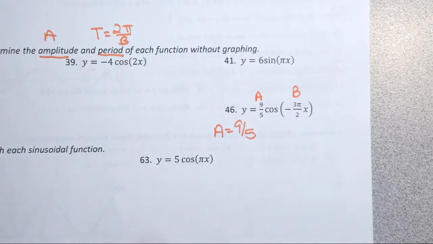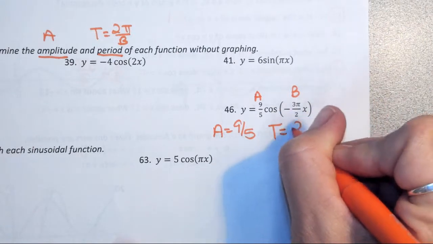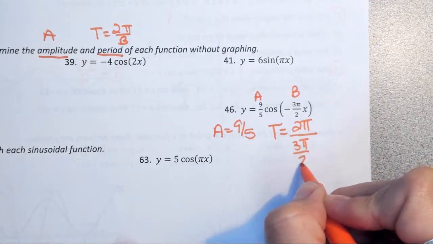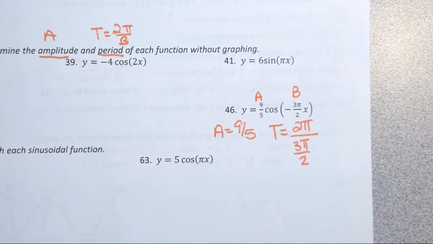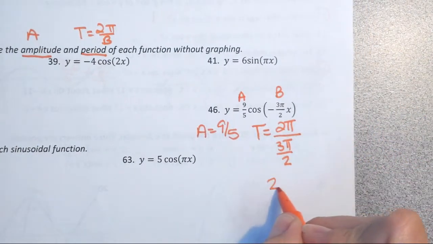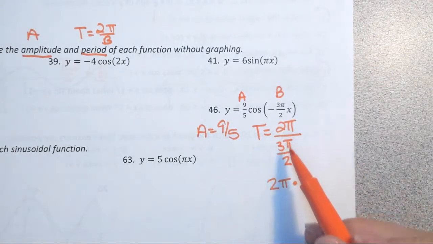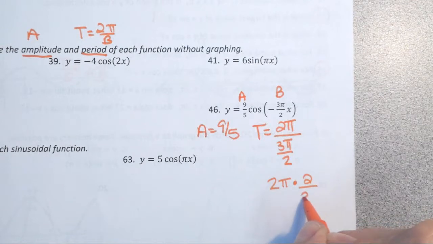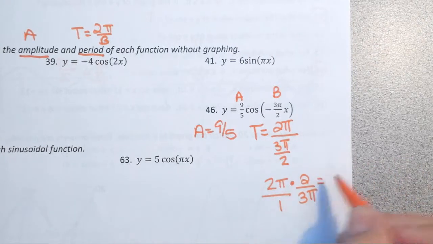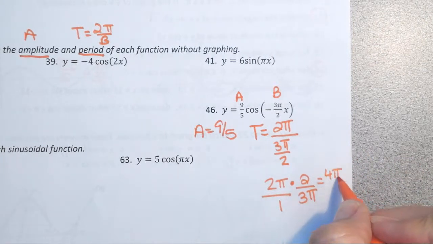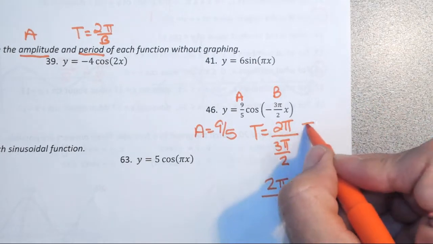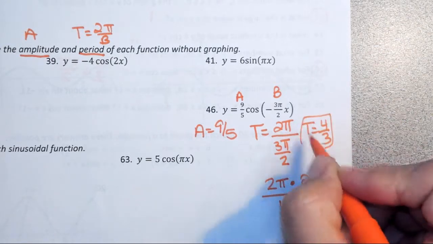I just want to know what is the period. So we're going to use our formula. T equals 2 pi divided by, I'm going to ignore the negative, 3 pi over 2. Dividing fractions is easy as pi. You flip the second and multiply. So 2 pi times, if I flip 3 pi over 2, I get 2 over 3 pi. So I need to put the 2 pi over 1. What's top times top? 4 pi. What's bottom times bottom? 3 pi. What happens to my pi's? So what is my T? 4 over 3.